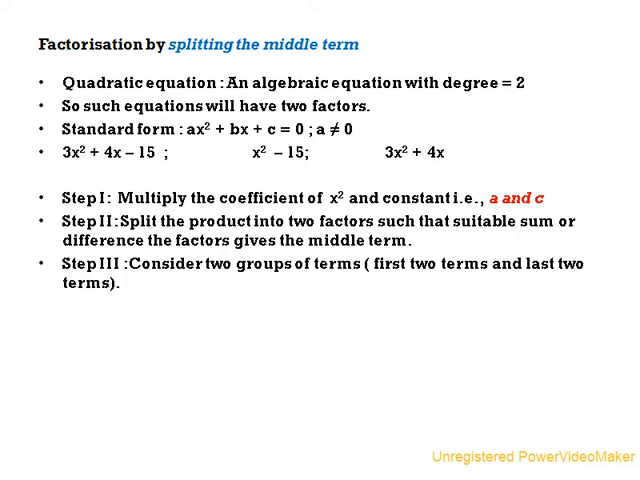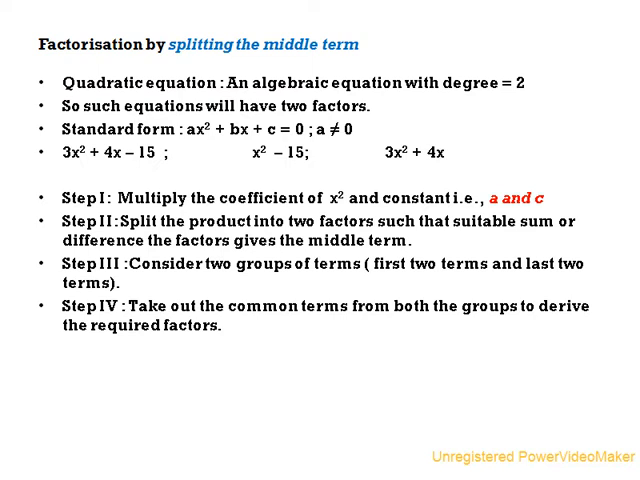Step 3 is consider two groups, first two terms in one group and the last two terms in the next group, and take out the common terms from both the groups to derive the required factors. Patience will be the key. You might not understand from these steps until you do it yourself or you see the step demonstration which follows next.